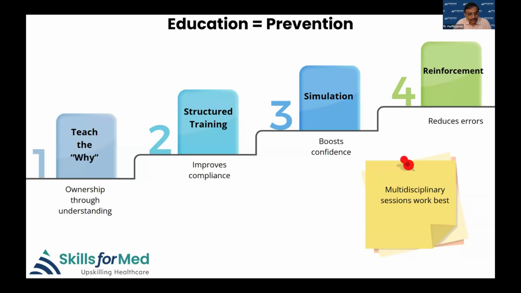So one is ownership. Teach the why each of these things is important. So if you say don't just use hand rub, do a surgical hand scrub, you should tell them why you're doing it. It is because this is a sterile procedure and you need to treat it as if you are doing it in theater. Okay, structured training. You don't need a class for a long time, because central line education will probably take about 10 to 15 minutes, but structure it well, have a pre-test, post-test, track it, make sure that people actually understood, and then simulation.